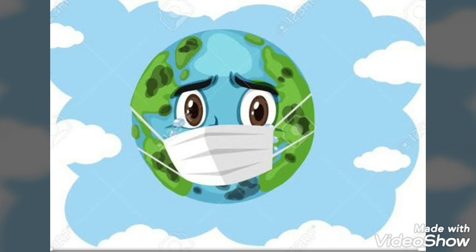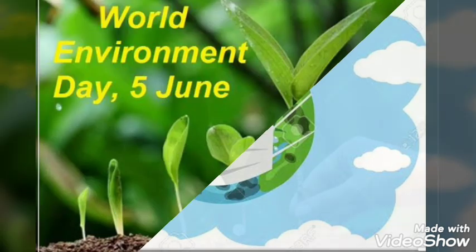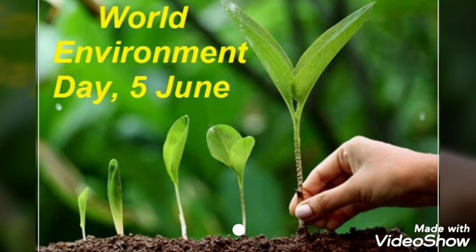Despite this, we celebrate one day for our environment. Do you know? Every year, World Environment Day is celebrated on 5th June to spread awareness, to encourage people to take action and to protect the environment. And we also plant saplings on that day.